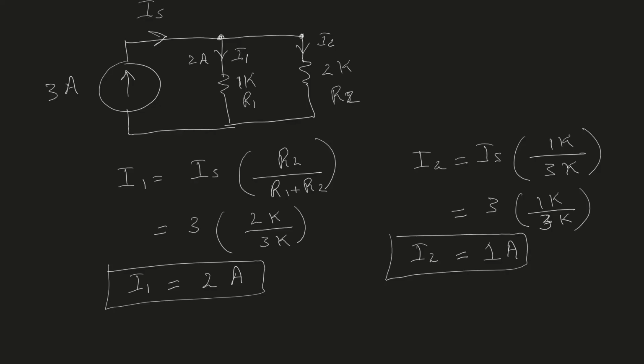So this verifies CDR. Now that you know the currents in each resistor, you can also calculate the voltage drop across each resistor, which in this case should be the same because the two resistors are connected in parallel.